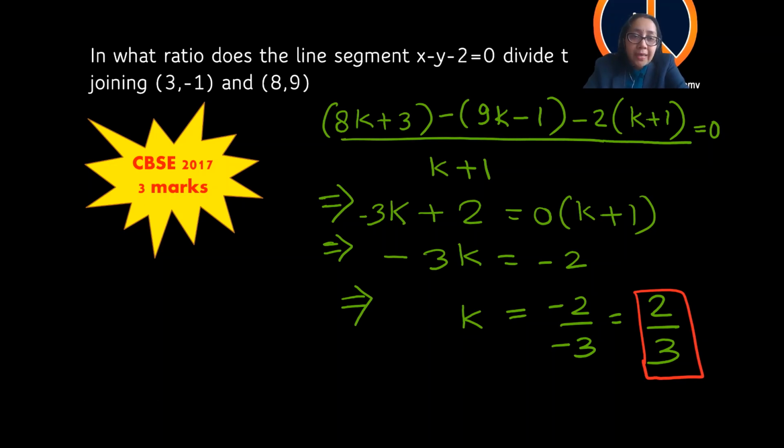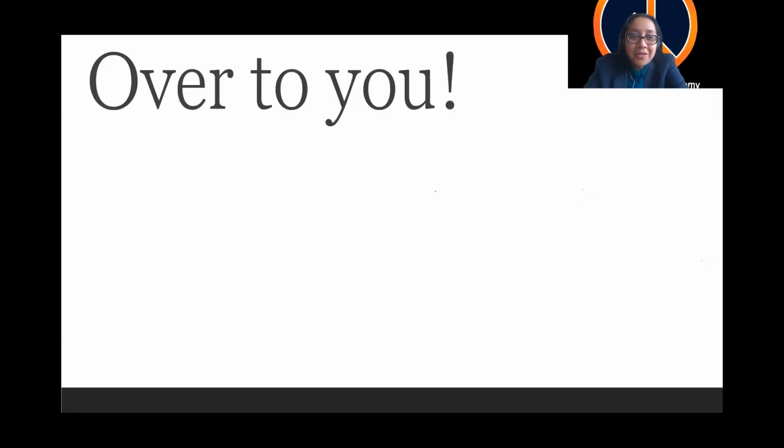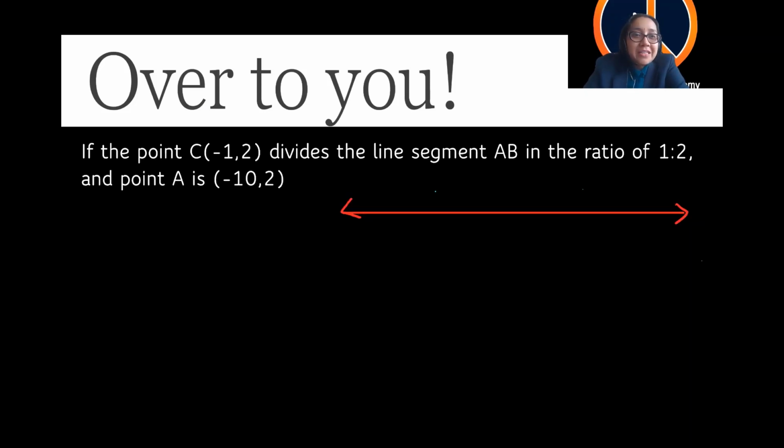Okay, now let me see how far you have understood. So this is the ratio, it's 2:3. Over to you. Get ready with your paper and pen, and this is your question. So if the point C, which is minus 1, 2, divides the line segment AB in the ratio of 1:2, you have to calculate the point. I'm helping you with a diagram so that you don't make mistakes, I'm just giving you the hints.